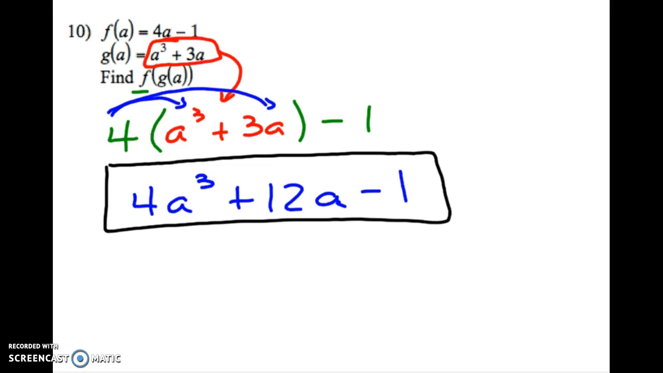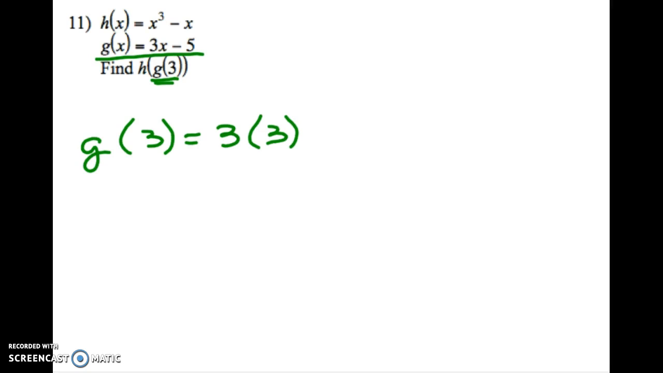Now for the next part, we're going to be evaluating some compositions. In this case, we want to work inside to outside, just like order of operations say. You want to work inside to outside with the parentheses. So if we look at the most inside part, we got the g of 3. So that means we're going to put 3 into the g equation where the x is at. So if we look at the g equation, we're going to put 3 in place of the x, minus the 5. 3 times 3 will give us 9, minus 5 will give us 4.